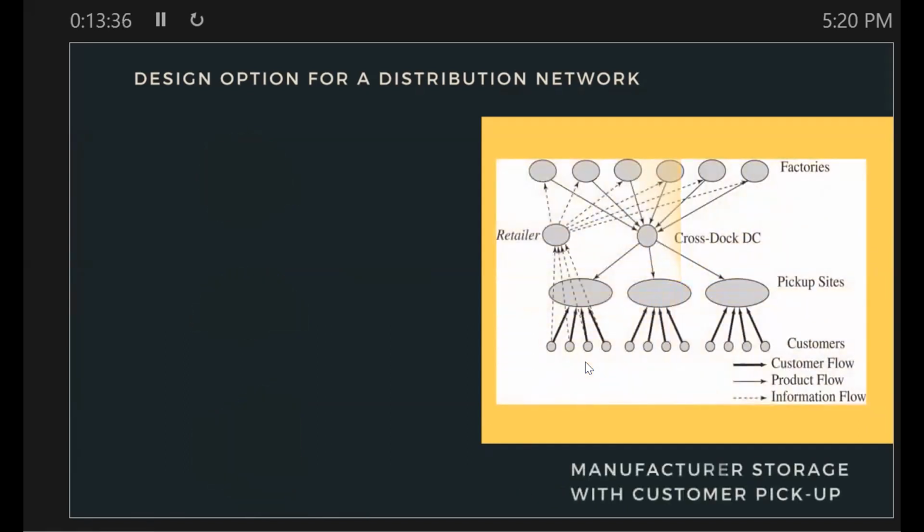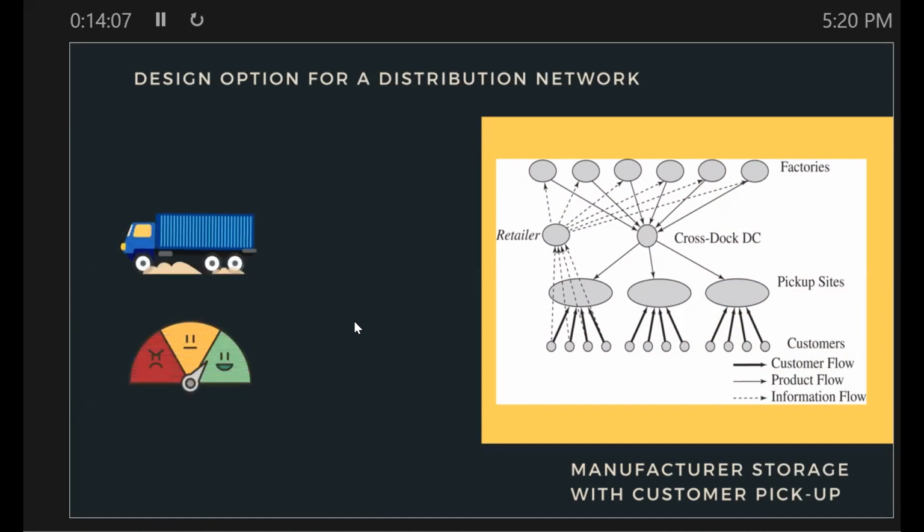Next is manufacturer storage with customer pickup. In this approach, inventory is stored at the manufacturer or distributor warehouse, but customers will place their orders via phone call, through emails, or online, and they will pick up their orders at a designated pickup point. An example of this is 7-Eleven in Japan, wherein customers are allowed to order online and they will be asked to pick up their orders at a designated area.